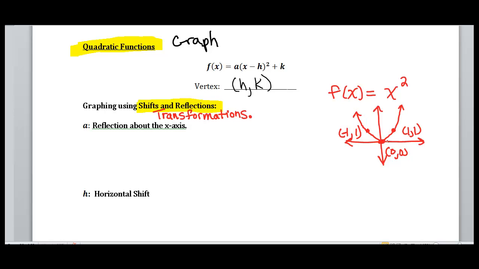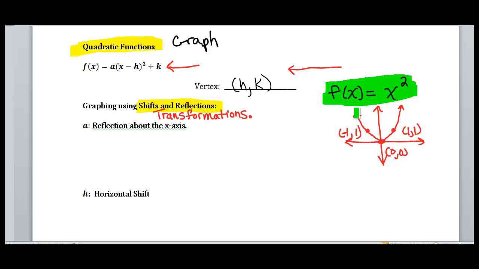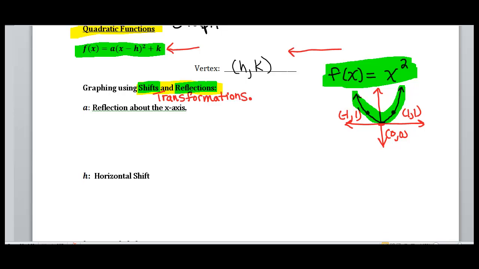If I want to graph a function that is of this form, then all I have to do is look at this graph, because it's going to look very similar. All I have to do is take all the points in this graph and either shift it or do a reflection, meaning transform it, to make it be this exact function that I see here. And this is how we're going to do this. We're going to look at the a. The a is going to tell us whether we're going to reflect this function, f of x equals x squared, about the x-axis or not.